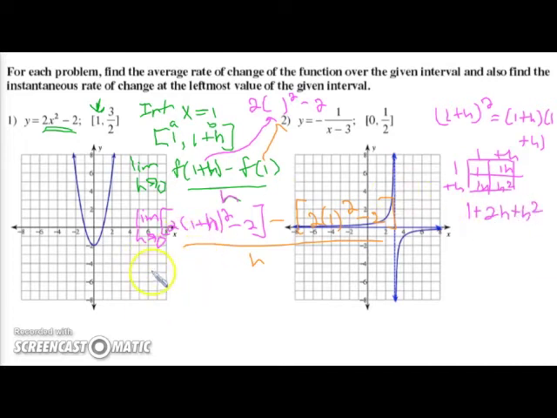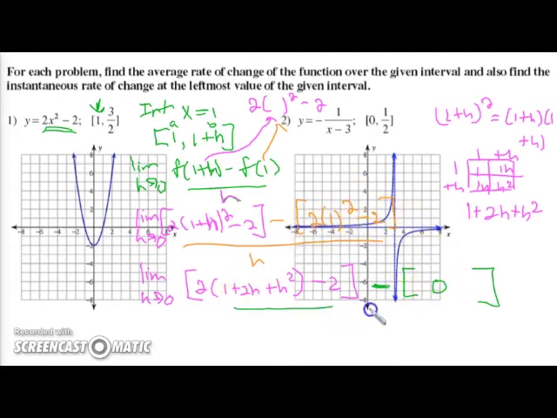So this really means I'm going to take the limit as h goes to 0 of 2 times (1 plus 2h plus h squared) minus 2, that's the front. And then I'm going to subtract what's in the back. So here's the back. 1 squared is 1. 1 times 2 is 2. 2 minus 2 is 0, all over h.